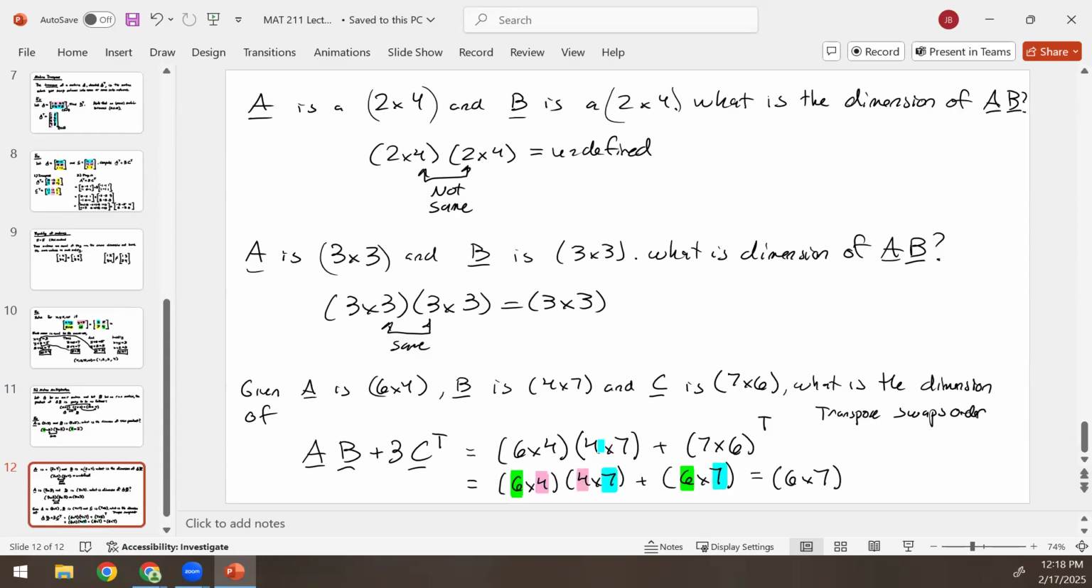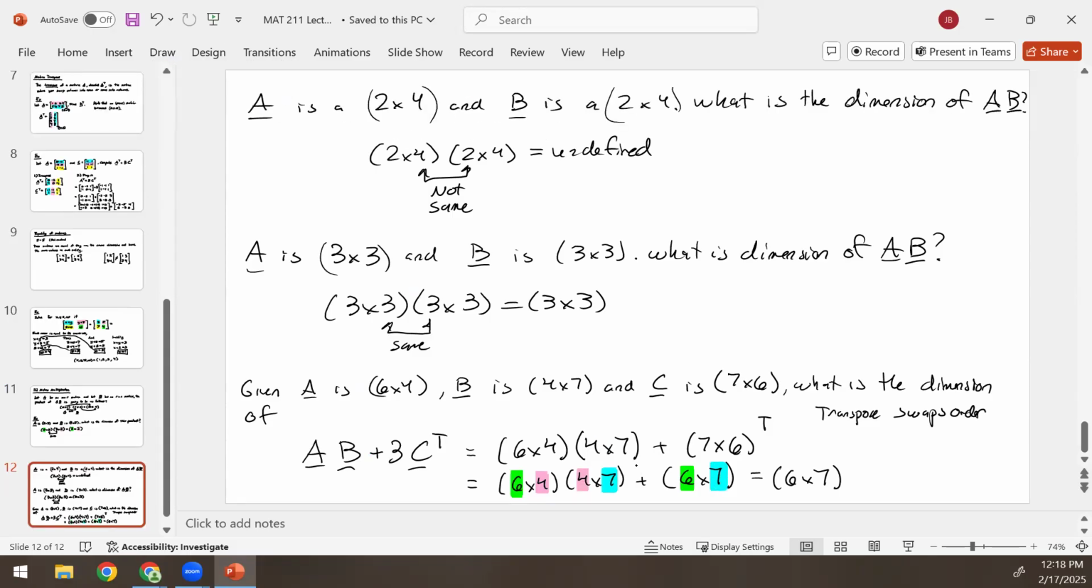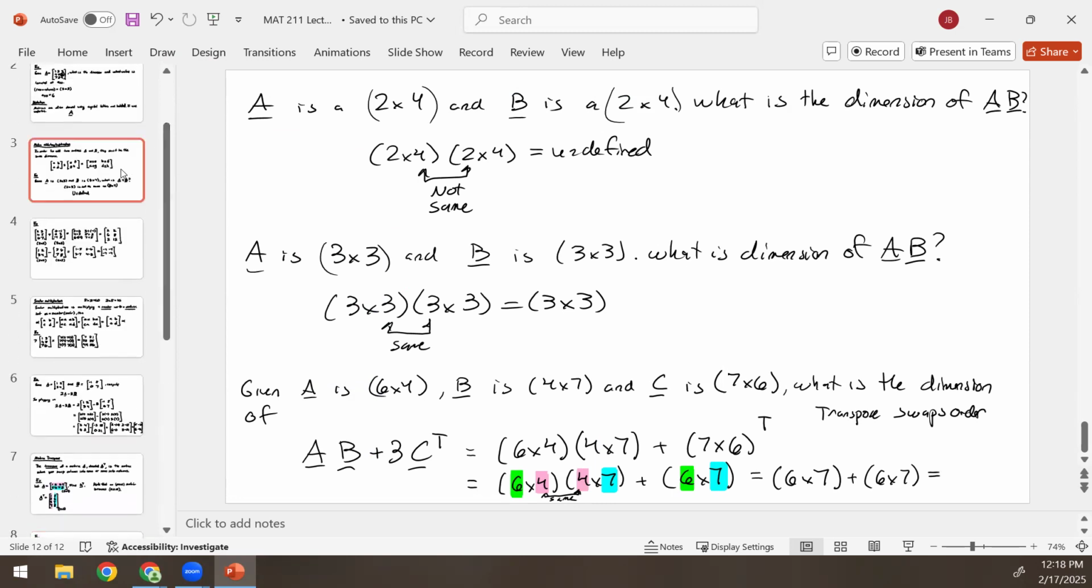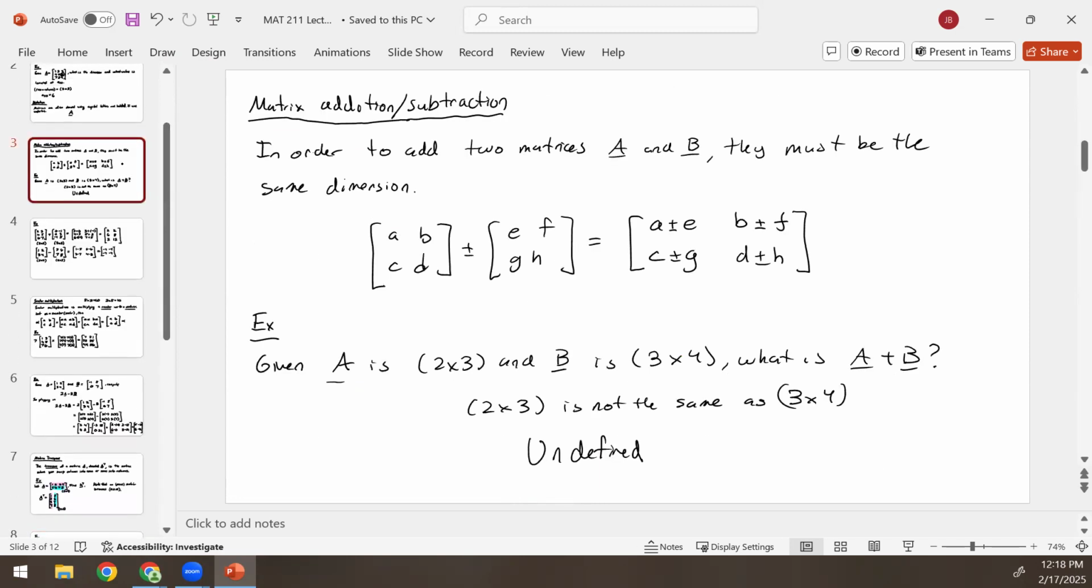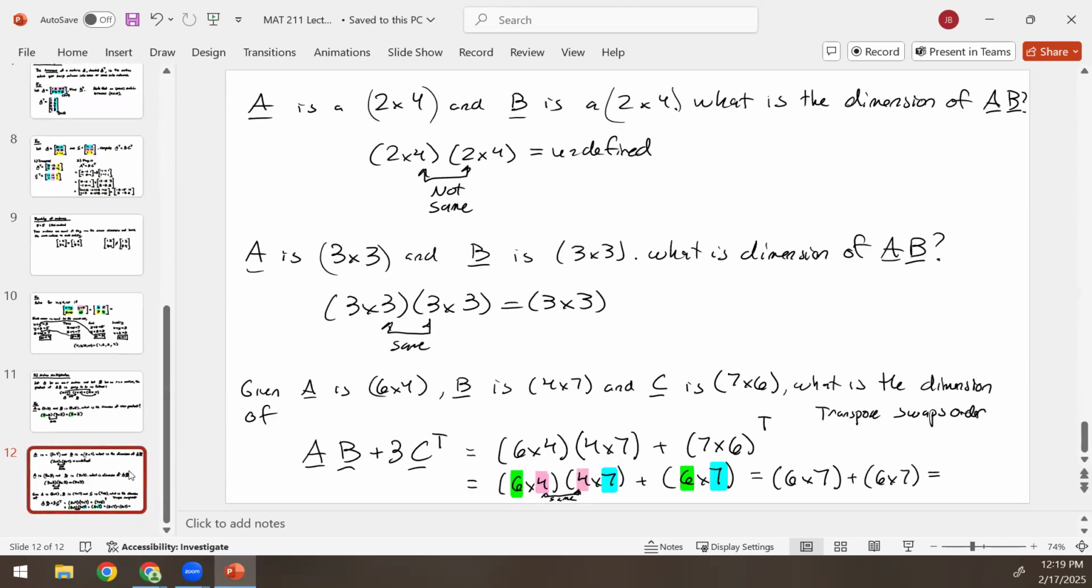7 right here, 7 right here. The two middle numbers are the same, right? These right here. Same. And now I have 6 by 7, 6 by 7. And when we go back to the rule of addition, the rule of addition says in order for two matrices A and B to be added, they must be the same dimension. So if I look, 6 by 7 plus 6 by 7 is 6 by 7.